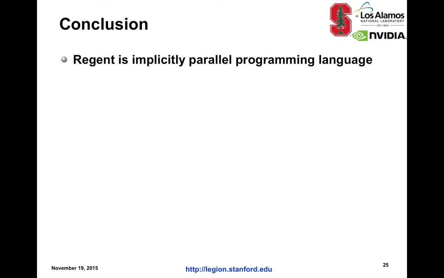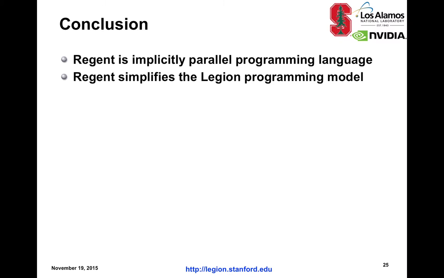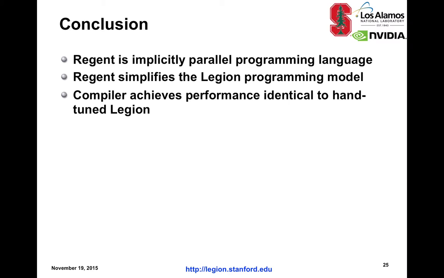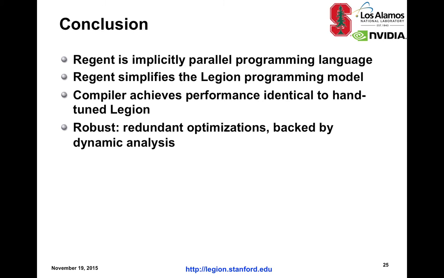So in conclusion, Regent is a new implicit parallel programming language. Regent simplifies the Legion programming model so that there are fewer moving parts that the programmer has to think about. And the Regent compiler is able to achieve performance identical to the original hand-tuned Legion code. And finally, and most interestingly, by using redundant optimizations backed up by dynamic analysis, Regent is able to provide robust performance, which does not fall off a performance cliff as soon as one of its optimizations fails.